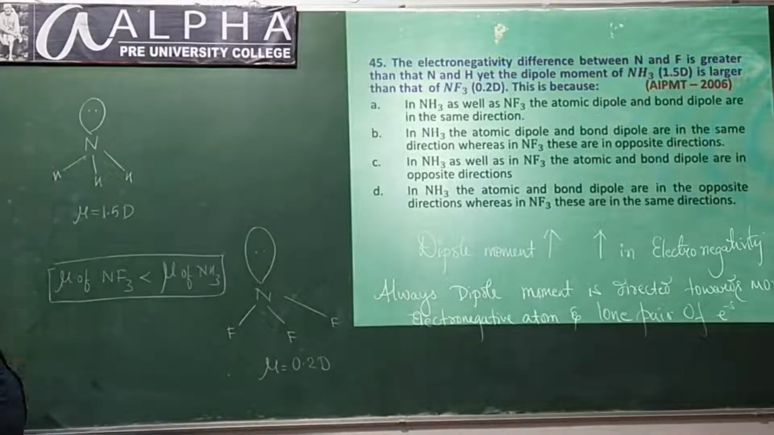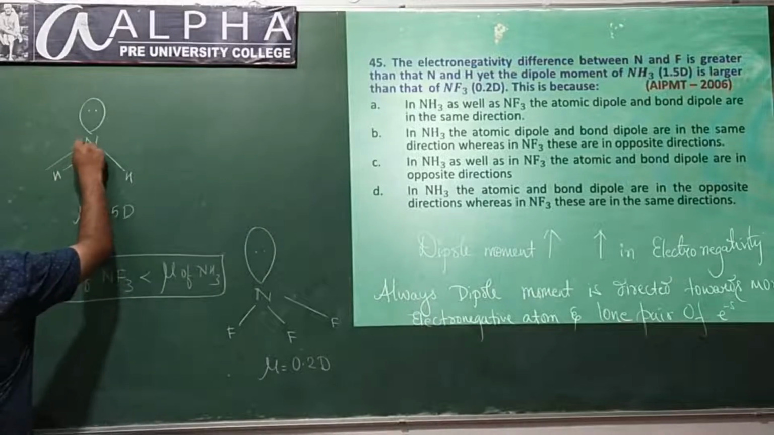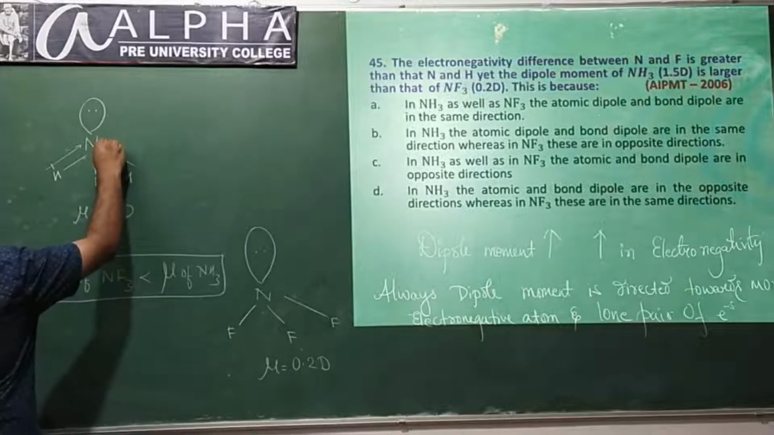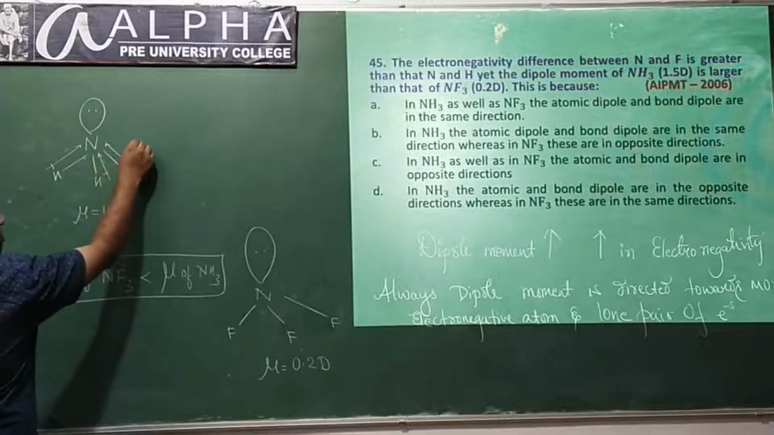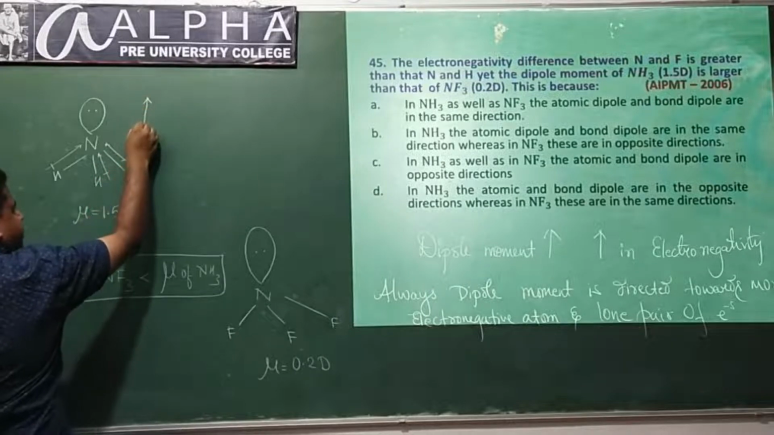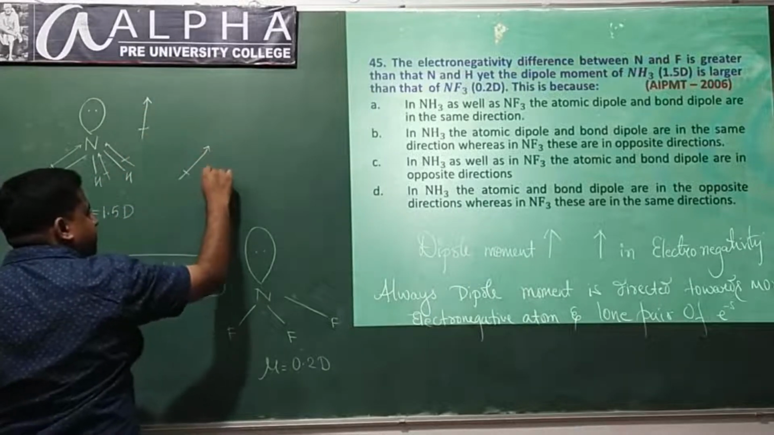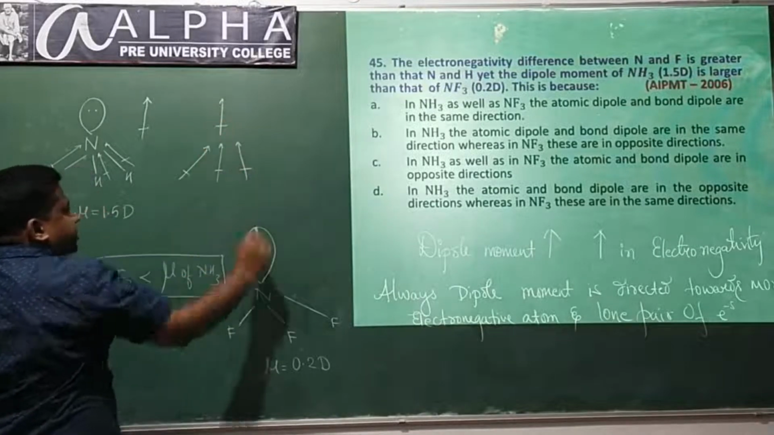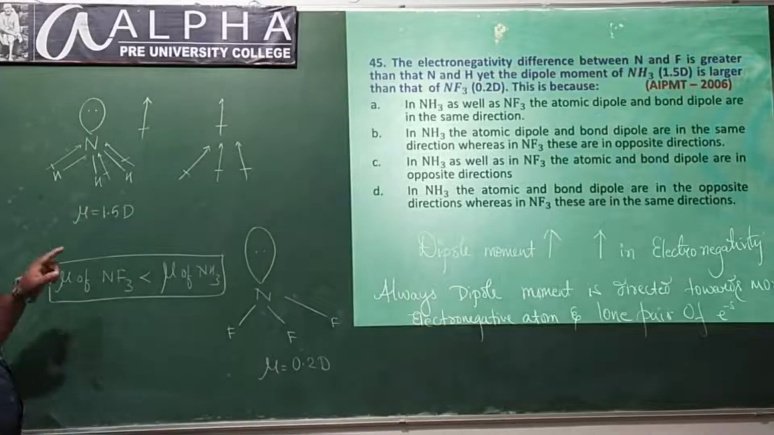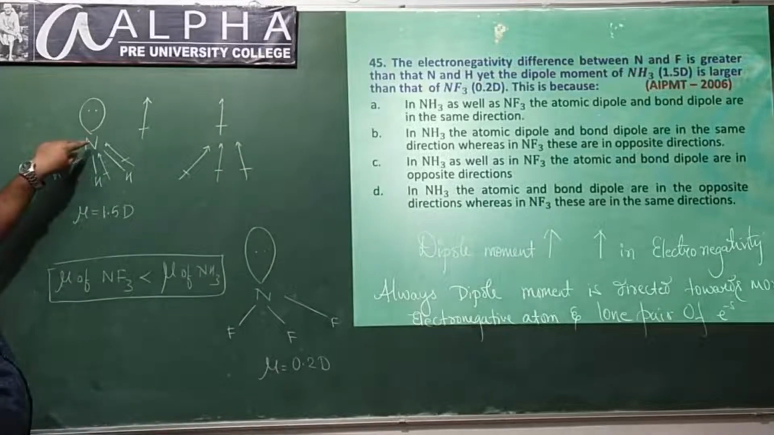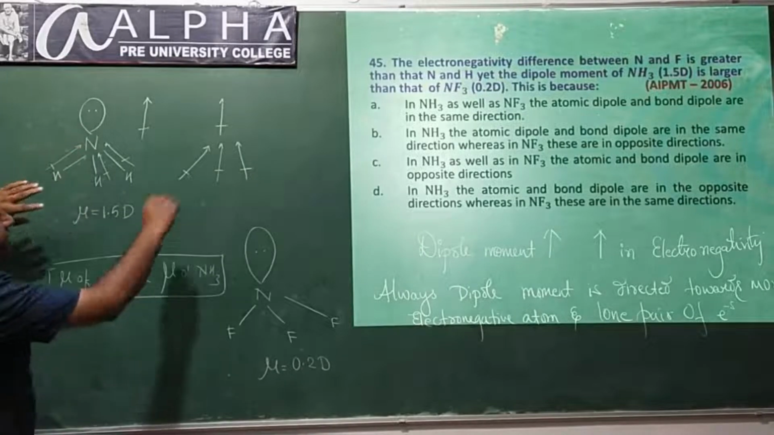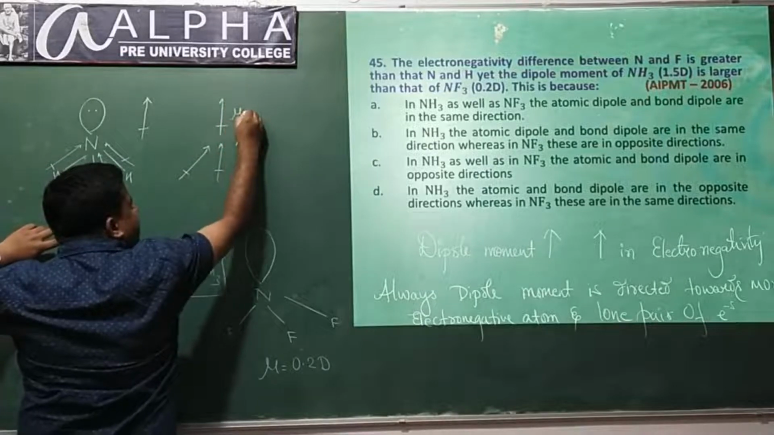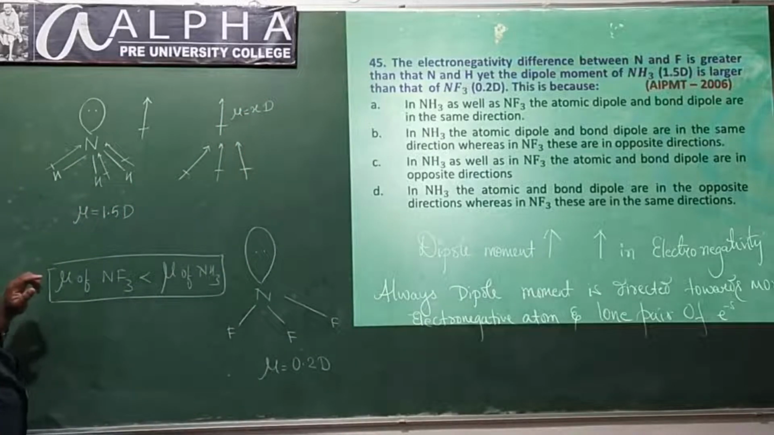In ammonia, nitrogen is more electronegative than hydrogen, therefore the dipole moment is towards nitrogen in each N-H bond. So what is the net dipole moment of these three dipoles? It will be in the upward direction, correct? But there is also a lone pair of electrons. Let us say the net dipole moment of these three dipoles is x Debye.